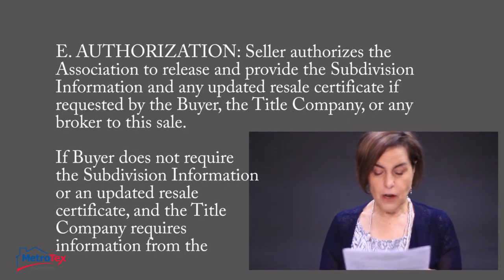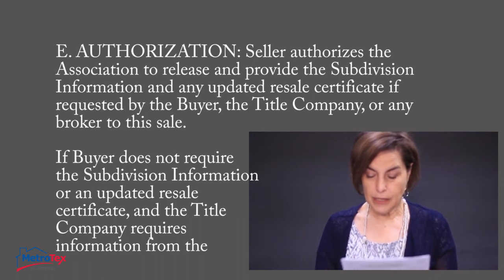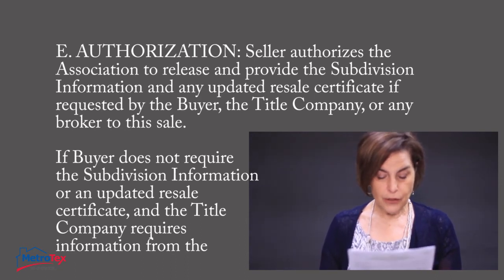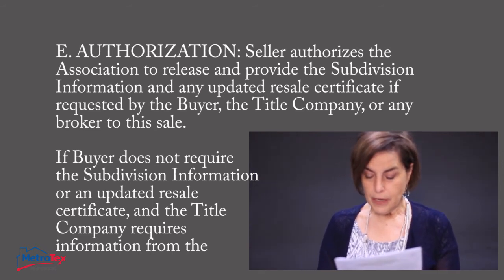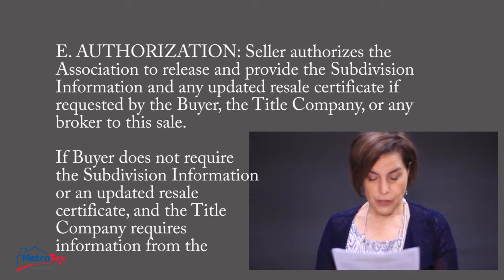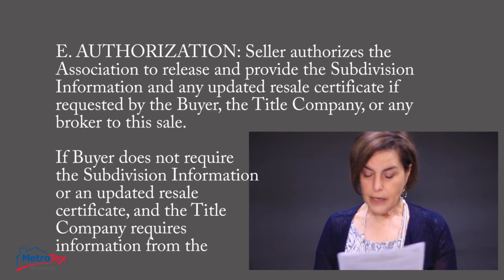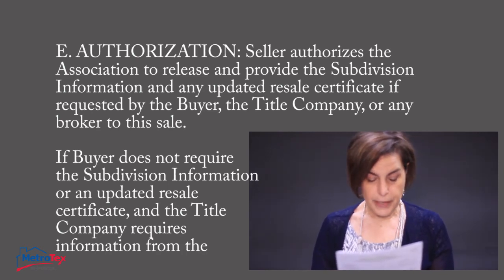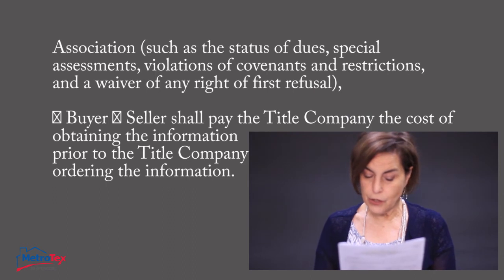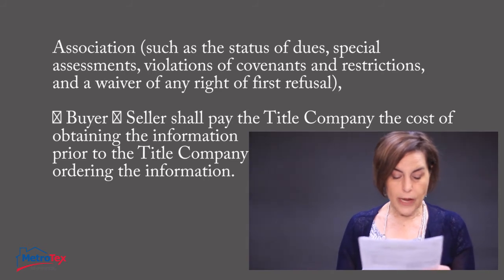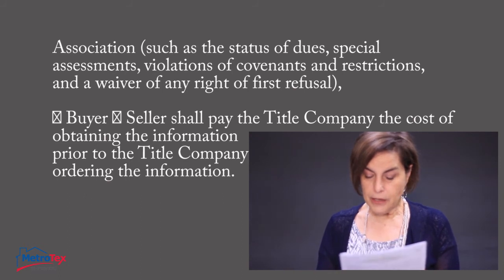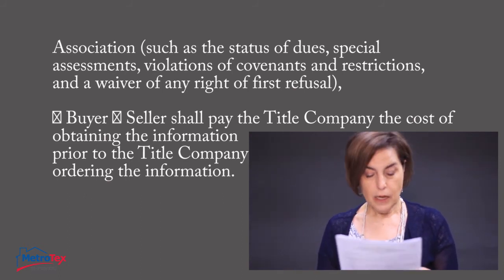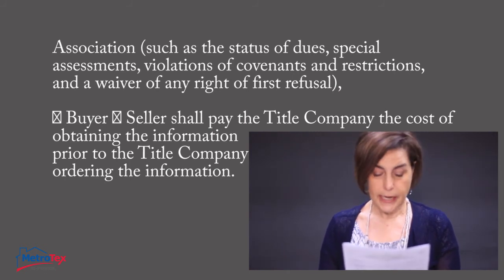E, authorization. Seller authorizes the association to release and provide the subdivision information and any updated resale certificate if requested by the buyer, the title company, or any broker to this sale. If buyer does not require the subdivision information or an updated resale certificate, and the title company requires the information from the association, such as the status of dues, special assessments, violations of covenants or restrictions, and a waiver of any right of first refusal, the seller or the buyer, checkbox, shall pay the title company the cost of obtaining the information prior to the title company obtaining that information.